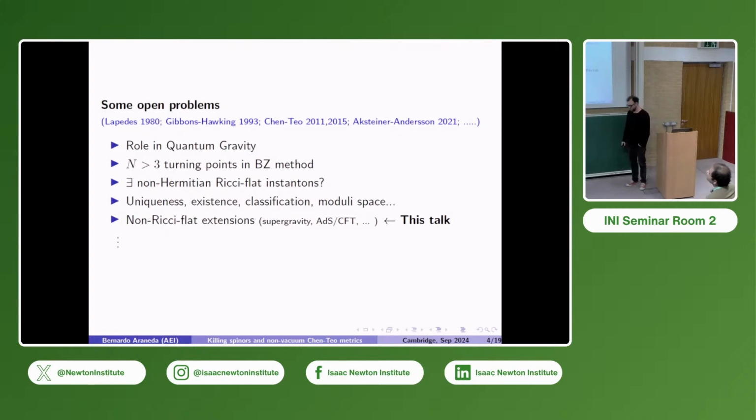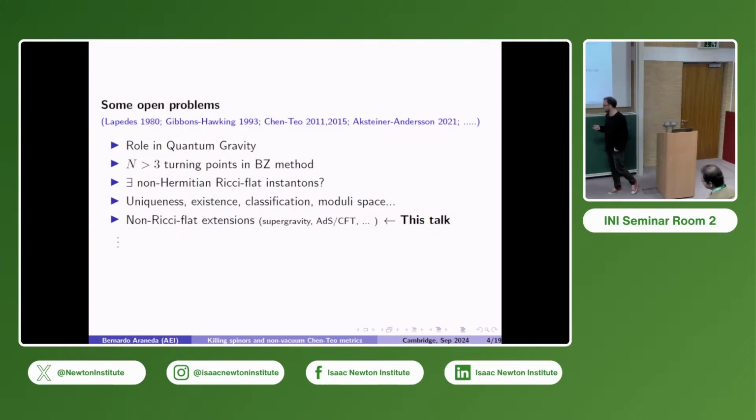But what about non-Ricci flat extensions of the Chen-Teo geometry? These are relevant, for example, in physics in the context of supergravity, AdS/CFT, or some other theories, where you're interested in Einstein-Maxwell instantons, or you want to include a cosmological constant, or things like that. Also in the context of pure Riemannian geometry. And this is what I would like to address in this talk.